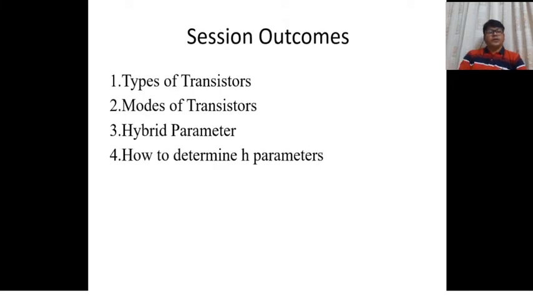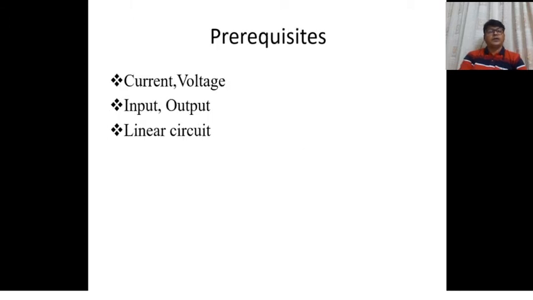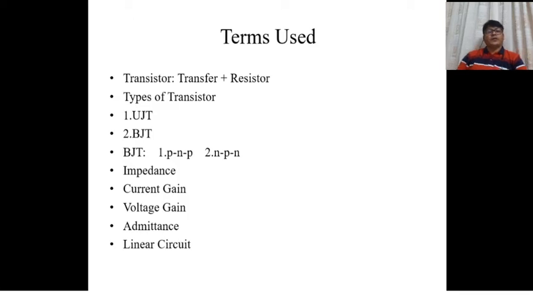So you can explain here the types of transistors, modes of transistors, and then hybrid parameters, and how to define the H parameters. So you know all the familiar things: current, voltage, input voltage, output voltage, all the things. Now the term used in this session: transistor. What is a transistor? A transistor is the combination of two terms, transfer plus resistor. A transistor is mainly a three-terminal device.